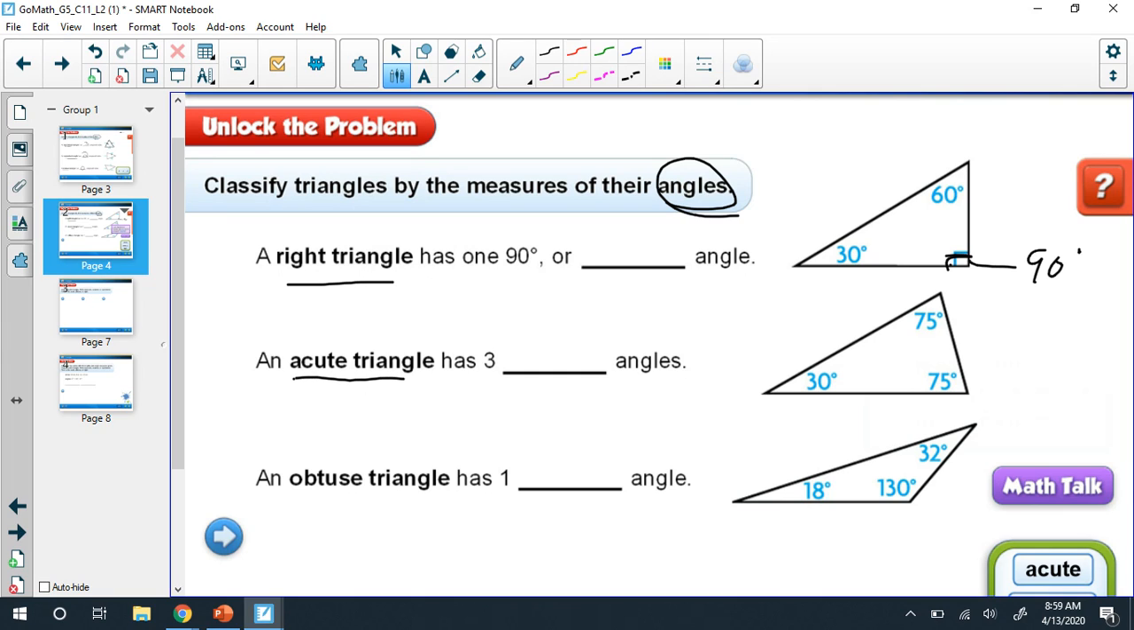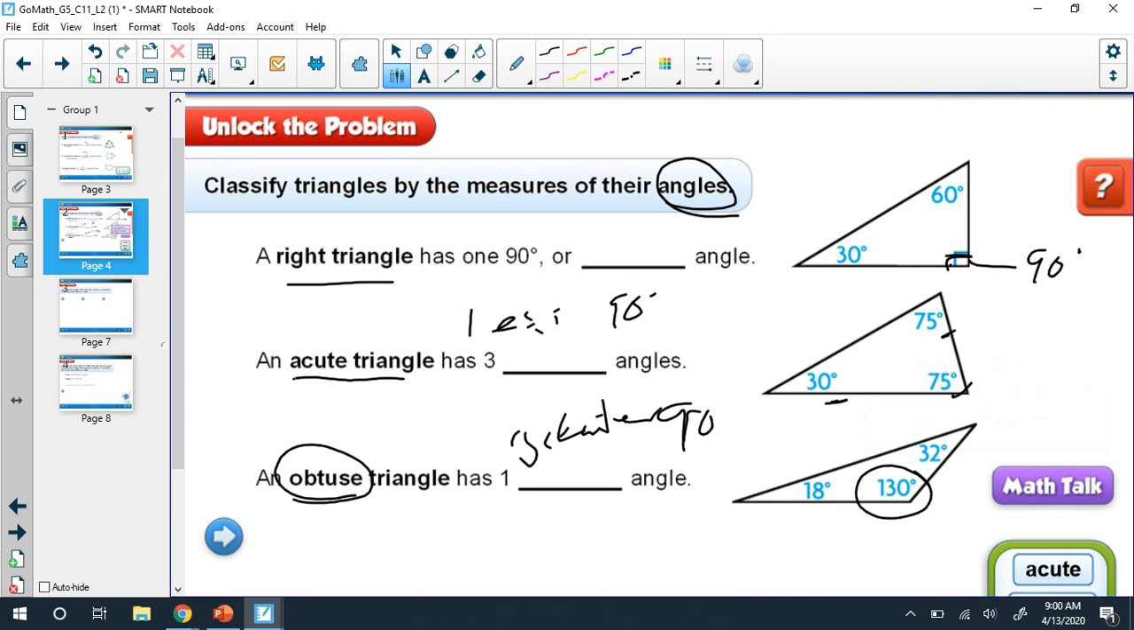Acute triangles are triangles that have the cute little angles, and they are all less than 90 degrees, right? So if we look at all three of these, 30 is less than 90, 75 and 75 are also both less than 90. And then finally, we get to our obtuse triangle. Obtuse triangles have one angle in them that is obtuse, or one angle that is greater than 90, right? And so if we take a look at this, we can see that this angle right here is 130 degrees, which is greater than 90.